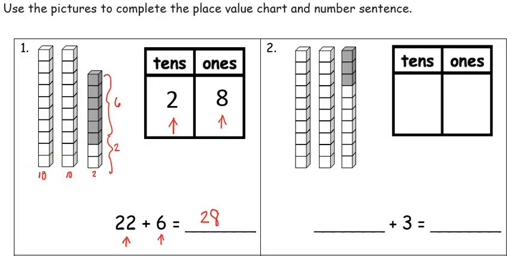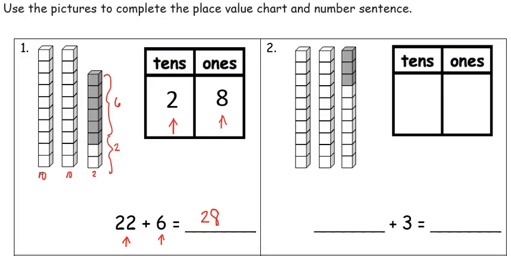The method we want to use here to count on is to start with the 22 and add on 6 more. So I could say 22, 23, 24, 25, 26, 27, 28. Or I could use the fact that 2 plus 6 equals 8. So 22 plus 6 equals 28. So we want to use those basic facts to help us with this addition.